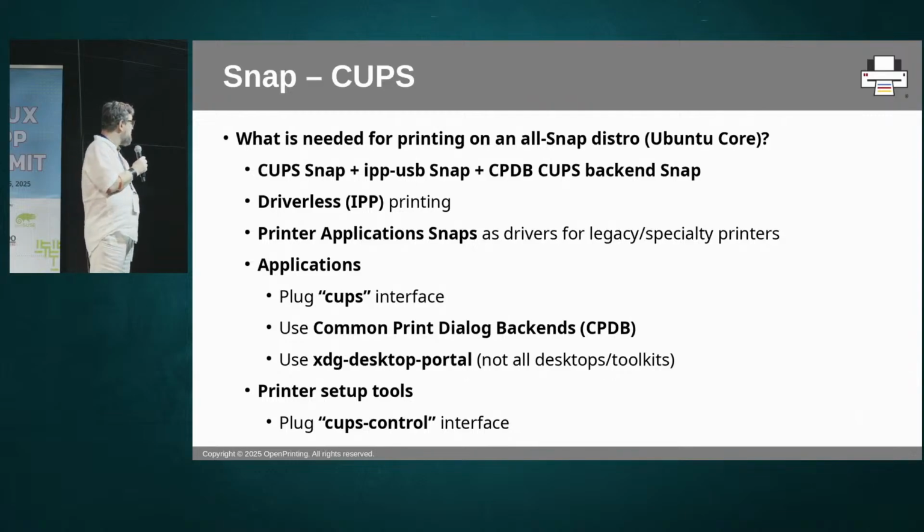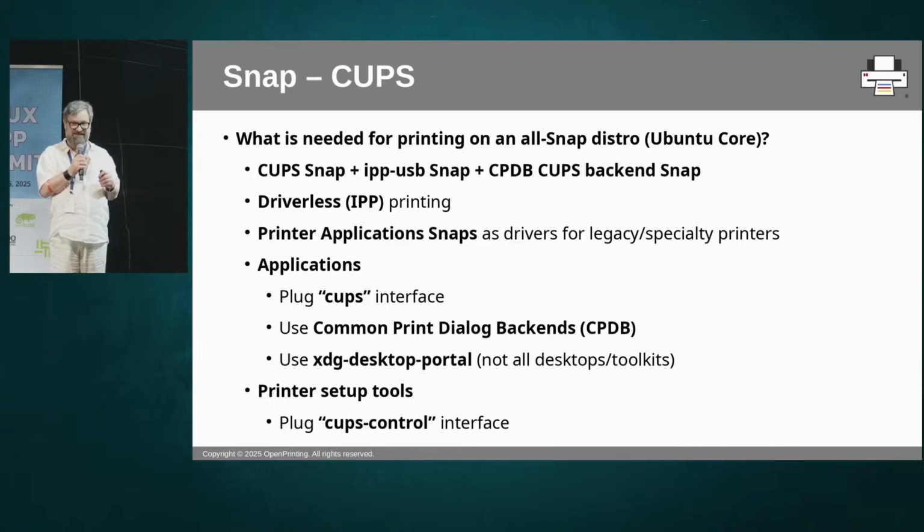And for drivers, if we have an old printer or a specialty printer, we use printer application snaps, which are all in the Snap Store, as I told earlier. So, applications in such a distro have to plug the cups interface to be able to print. They could also use the common print dialog backends as soon as we have the CPDB cups backend snap.